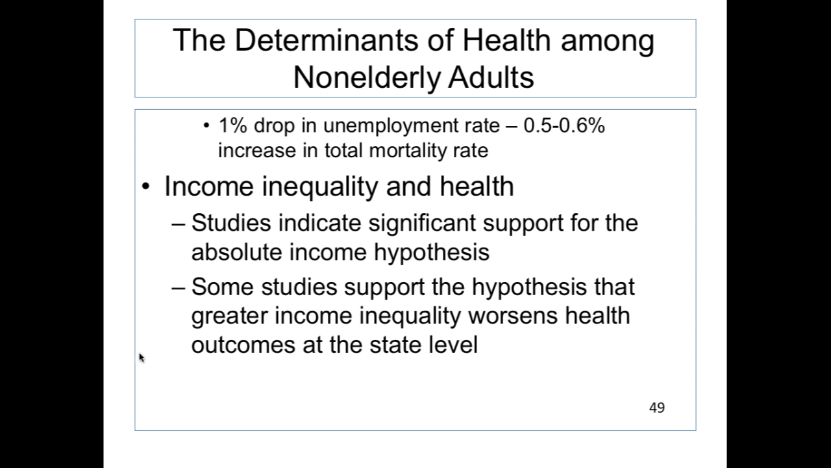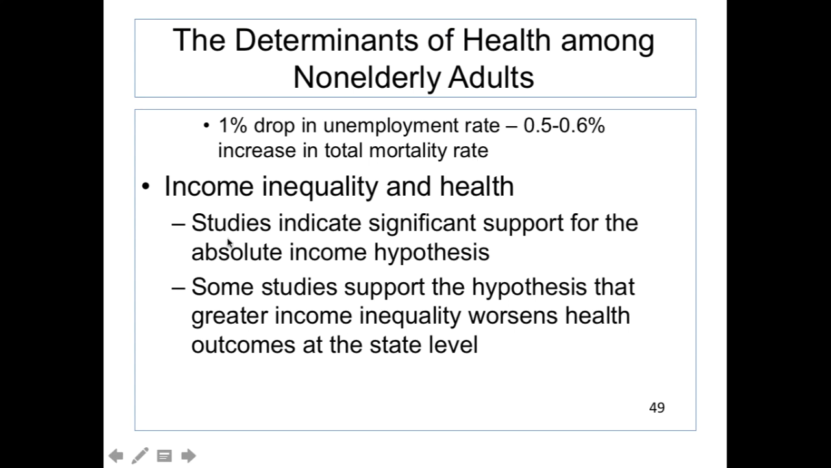If you want to quantify, basically a 1% drop in the unemployment rate is actually decreasing the total mortality rate. That's interesting. So we can actually even quantify that and see how the unemployment rate is affecting the mortality rate.